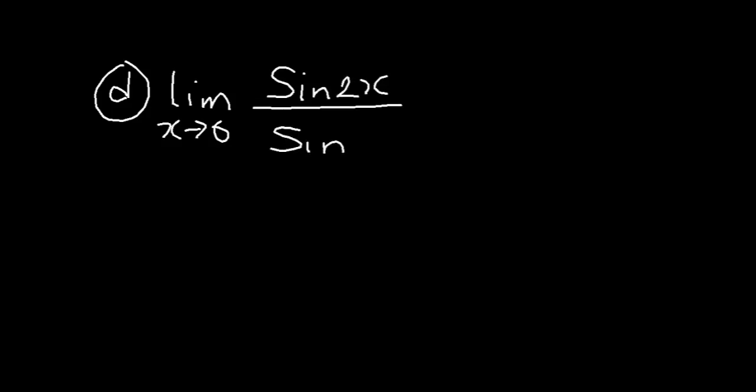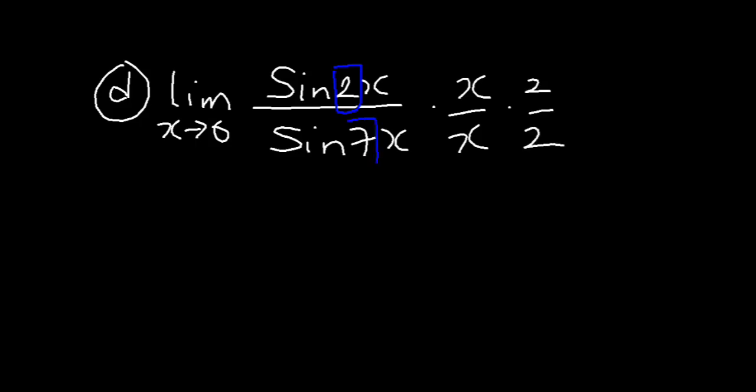Now let's solve another one. The limit when x tends to 0, sin 2x over sin 7x. Whenever we see a question like this, just multiply by x over x, then followed by 2 in the numerator, and this will be 2 over 2. And the denominator as well. This will be times 7 over 7. And this makes no change to the expression.